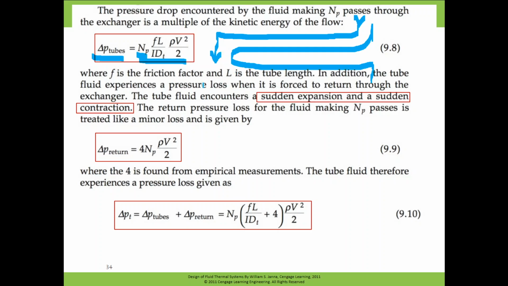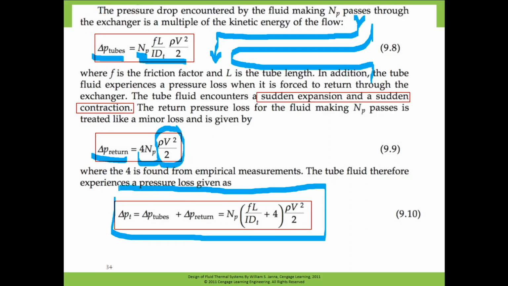As for the minor losses for the inlet and outlet plenum and for the bend, we call it the return losses, or return header losses. This can be calculated as 4 n_p multiplied by 1/2 rho V squared, so 4 n_p is the minor loss coefficient. If the number of passes is 1, then 4 is the minor loss coefficient, and it is multiplied by n_p as the number of passes changes. So the total pressure drop for the tube side is the tube side pressure drop plus the pressure drop in the return header, written in this form.